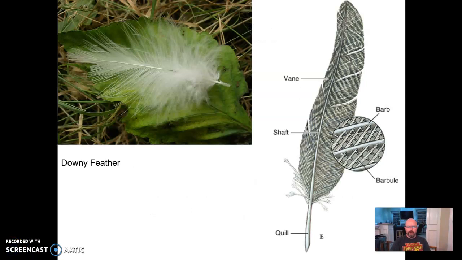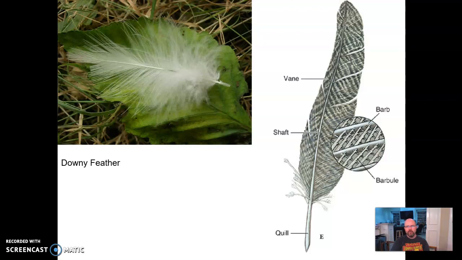So here are some feathers. Downy feather up the top. You can kind of see the floofy bits. Those all kind of trap air and make good insulation. You can see on the right the hard shaft attached to the quill, which is the part that attaches to the bird. The vane is the feathery parts that stick out of that.